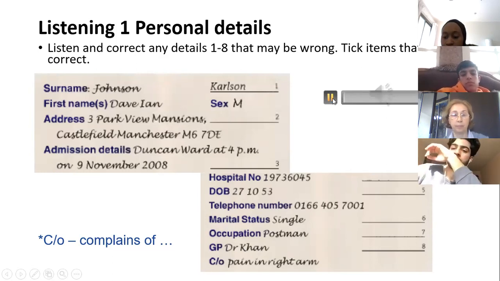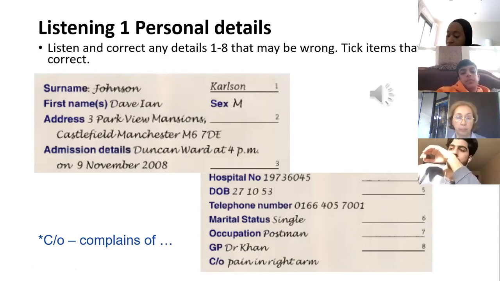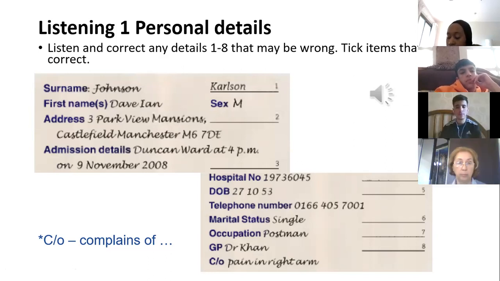Unit 1. Listening 1. I'd like to check some information about your personal details, if I may. Okay. Can you tell me what your family name is? It's Carlson. Carlson. And your first name? It's Dave. Any other names? My middle name's Ian. Okay, that's male. And can you tell me what your address is? It's 3 Parkview Mansions, Castlefield, Manchester, M6 7DE.